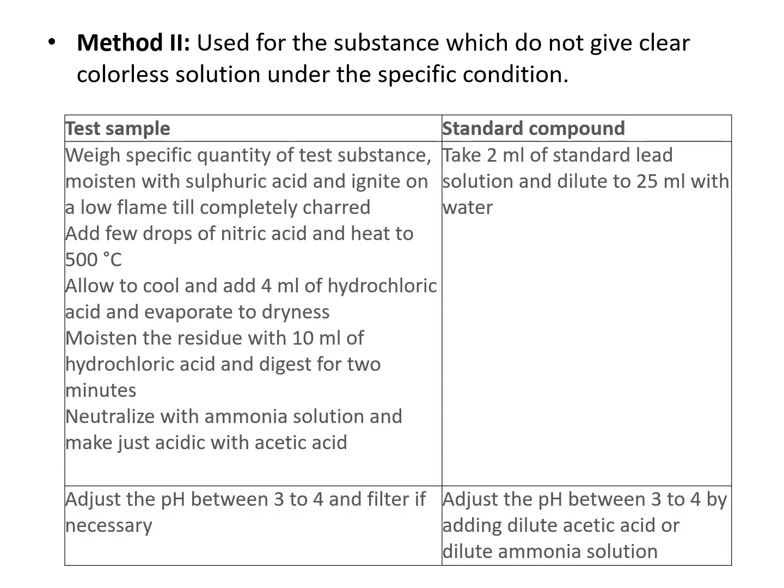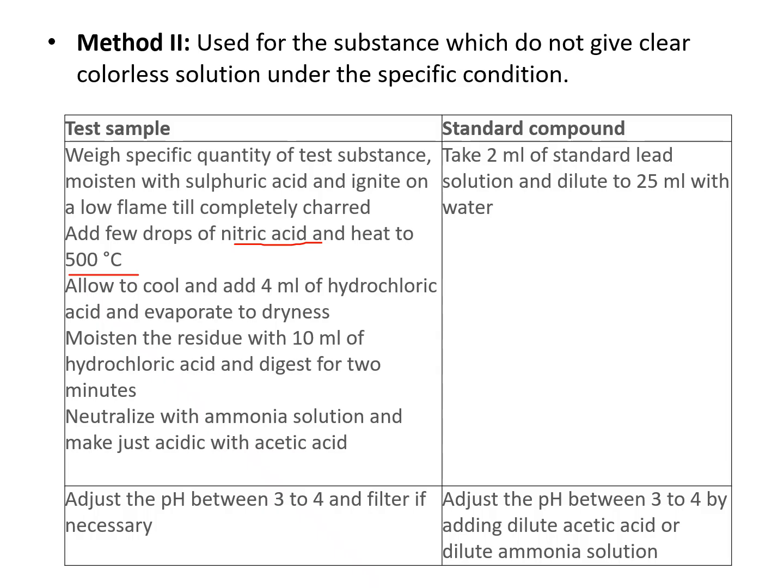Take a specific quantity of test substance and moisten with sulfuric acid, then ignite on a low flame till it completely gets charred. We have to ignite on a low flame. Then after that, add a few drops of nitric acid and heat to 500 degrees Celsius.